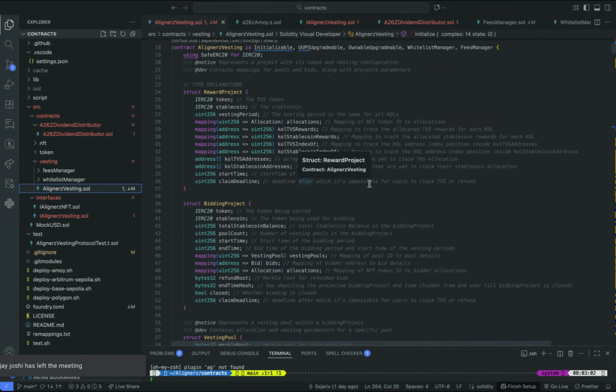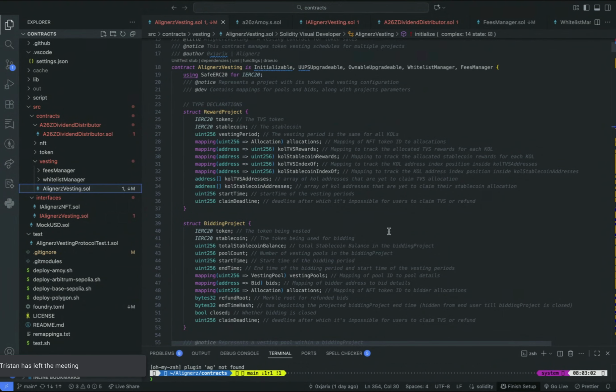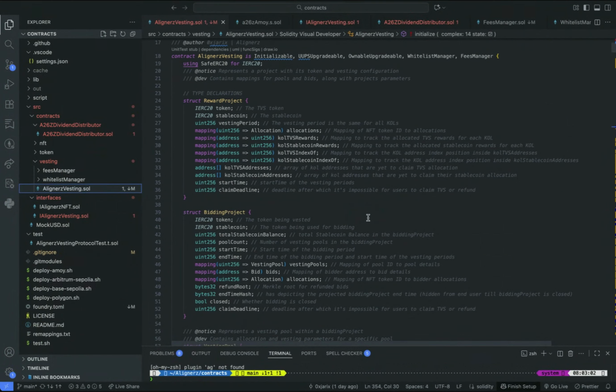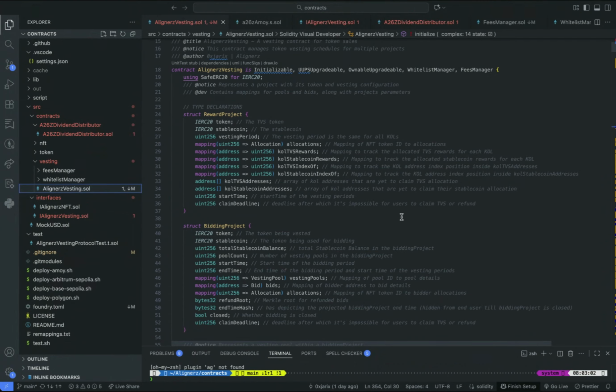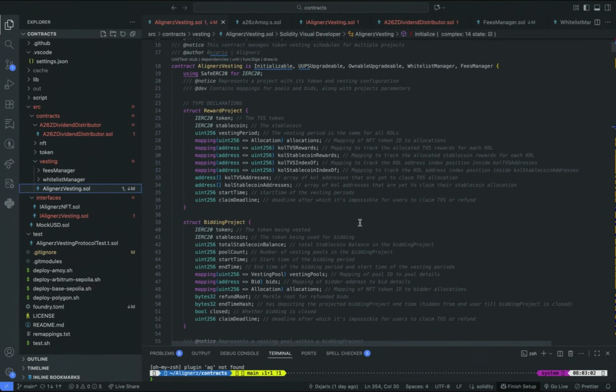So technically, for a reward project, we are setting expectations of the KOLs, whether the KOL has decided to be rewarded in stablecoin or in TVS token. In case he decides to be rewarded in stablecoins, he will claim his stablecoins instantaneously after the project has launched, whenever he wants. And in case he decided to have TVS as reward, he will be able to claim his TVS.